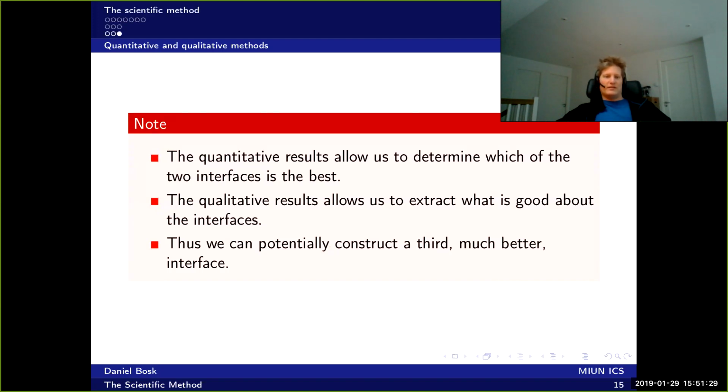So the qualitative methods can be very efficient for setting you in the right direction. And then, of course, you can verify that this third interface beats the other two by using a quantitative evaluation, same as the example that we had for the quantitative evaluation. But then you have to evaluate all three and see which one actually performs best.